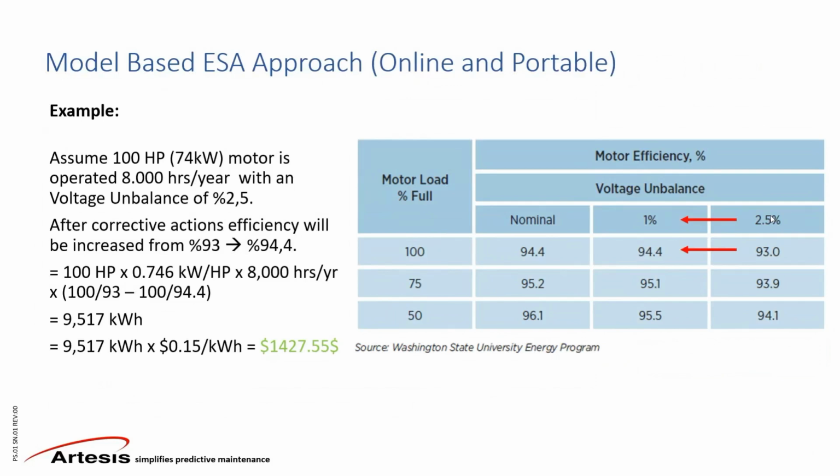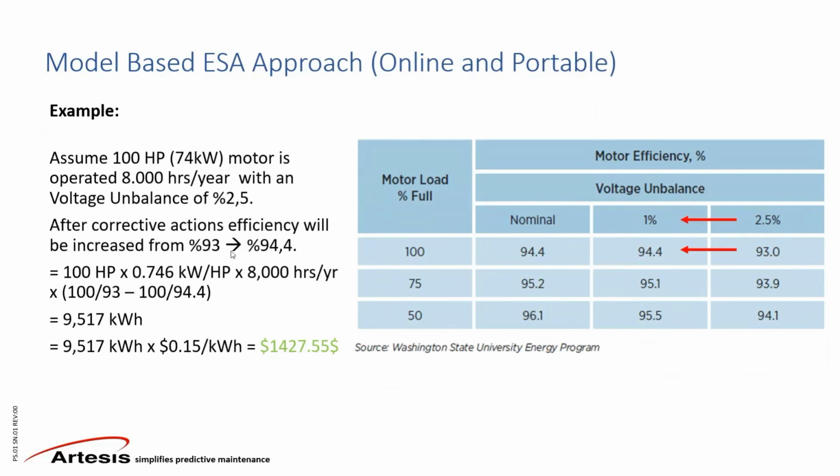But the immediate effect will be reduced efficiency. So you can see here the efficiency will drop from 94.4 to 93. So this is a 1.4% decrease in the efficiency of the motor. And when we make these calculations, assuming that this motor is operating 8,000 hours per year, the annual cost, because of this change only, the voltage imbalance increase, will be $1,500.